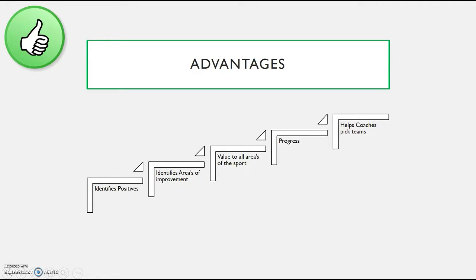Observational analysis is great due to the fact it identifies both positives and negatives. Therefore, appropriate targets can be made accordingly, helping to improve performance of the participants.